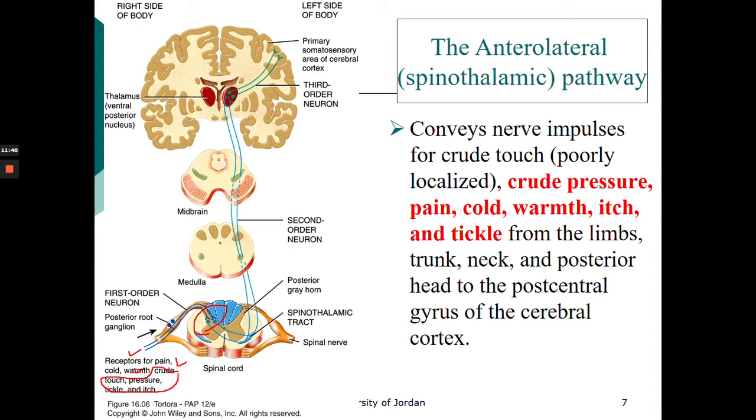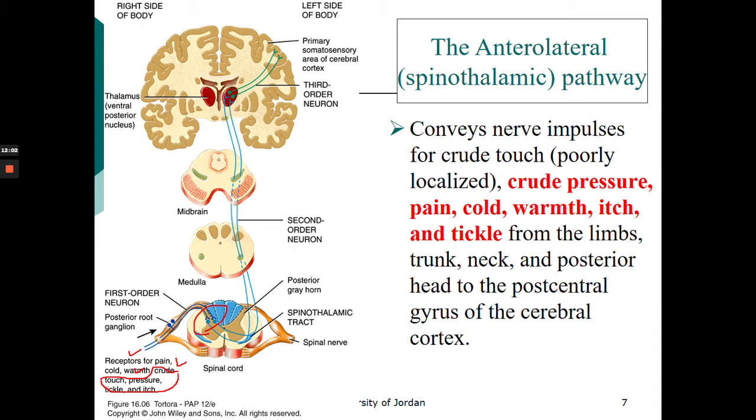They then ascend in the anterior and lateral column of the spinal cord. As you see here, the crossing is anterior to the central canal, at the level of the spinal cord. If you remember, in the dorsal column medial lemniscal system, the crossing is at the level of the medulla.